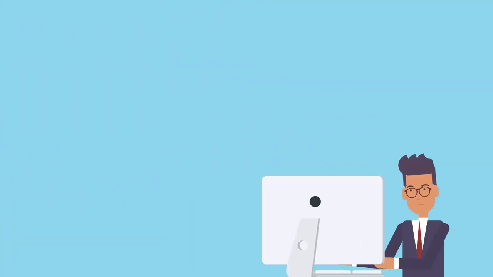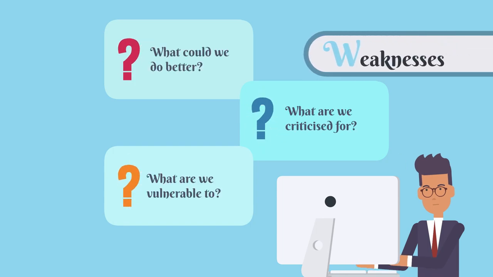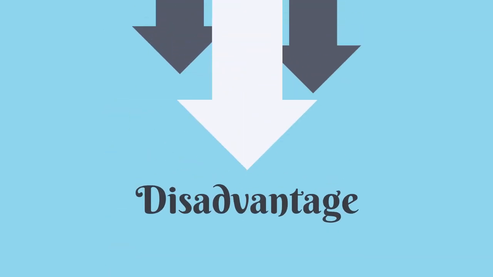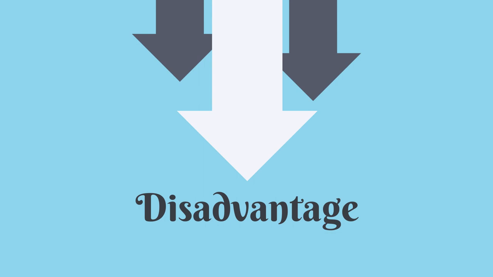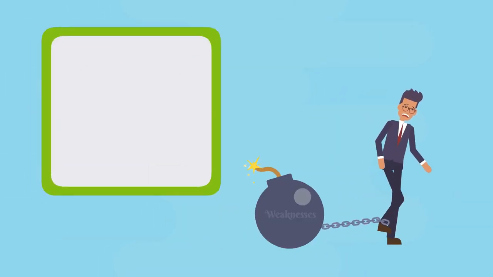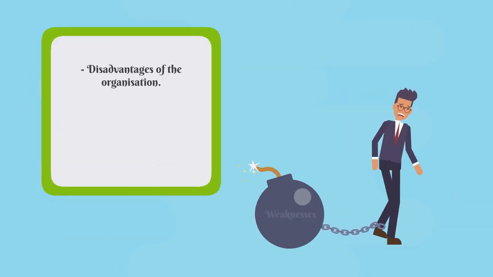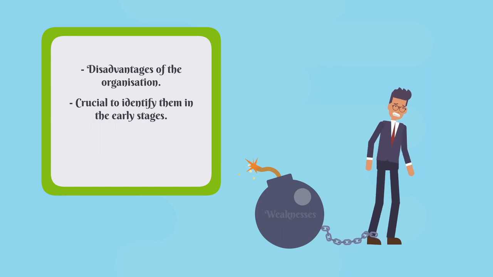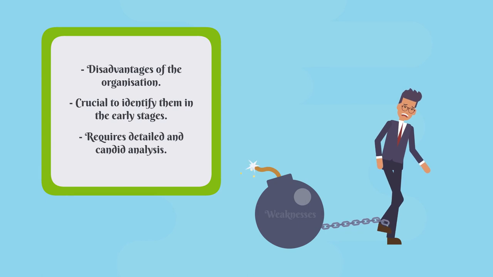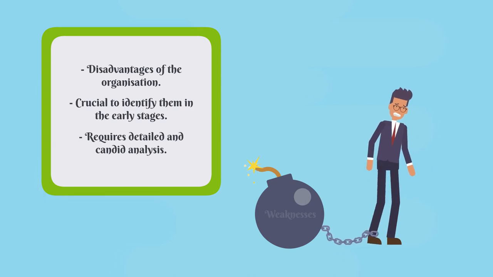Next, you will want to identify ways to improve your weaknesses. Weaknesses are the factors that put you at a disadvantage to your competitors. Figuring out what these weaknesses are and taking actions to lessen them before they hurt your business is essential. This stage requires a detailed and candid analysis of what is going wrong within your organization.